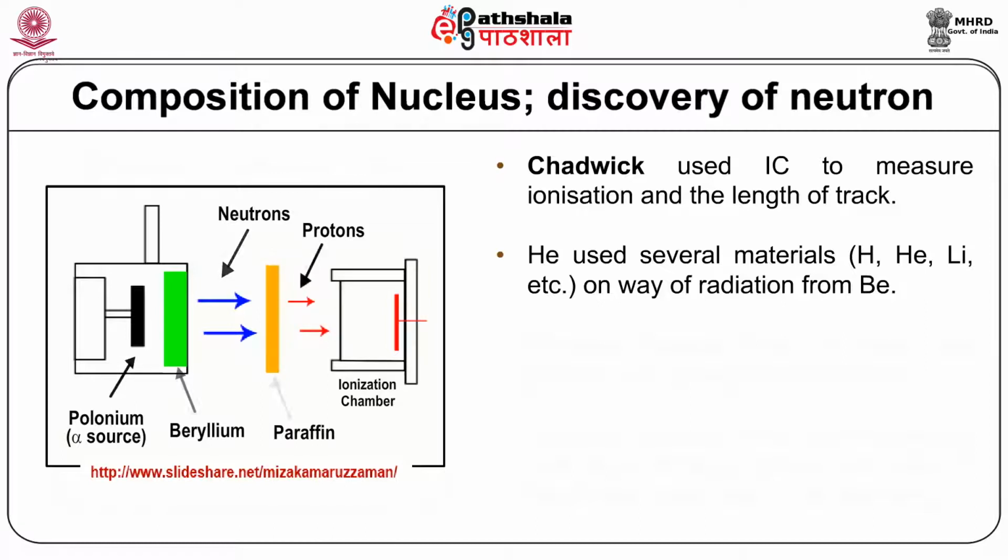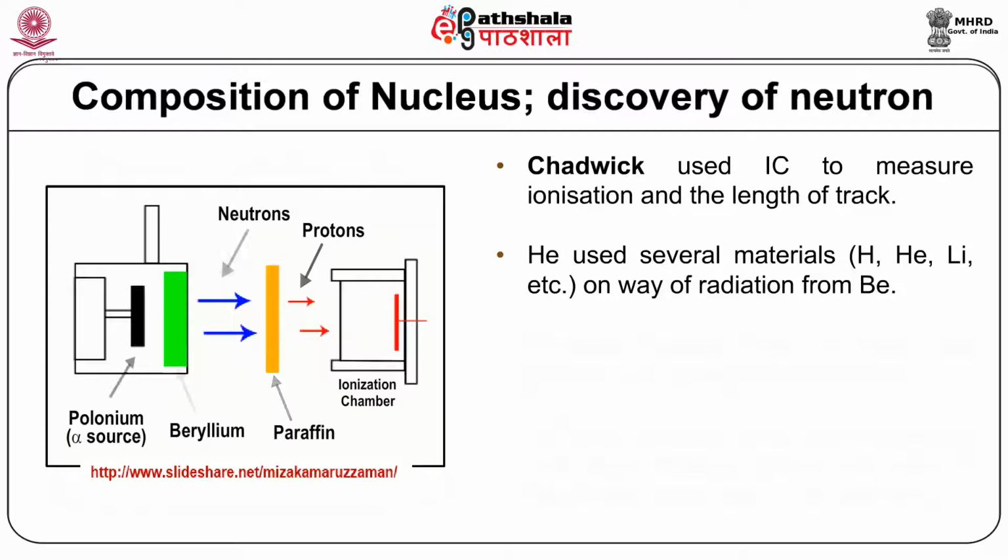So alpha particles hit the beryllium foil, and then the invisible radiations come out. Again he used the paraffin wax slab, and whatever radiations or particles come out after the paraffin wax slab were detected by the ionization chamber. Now, the smart move Chadwick made compared to the previous experiment was that every time he replaced the paraffin with several other materials, then detected the radiations, and on that basis he concluded something.